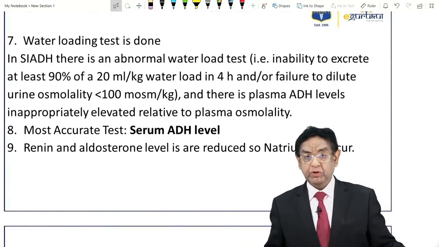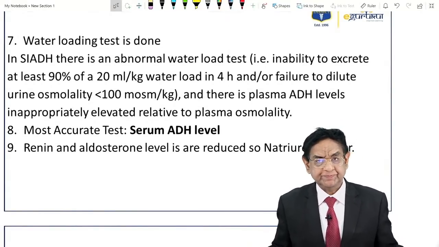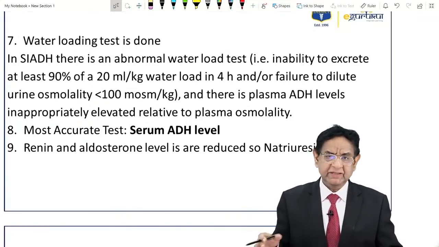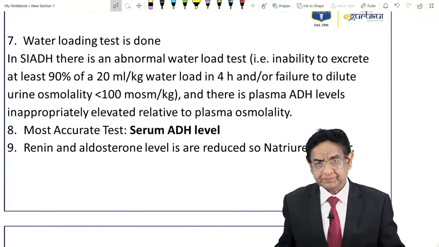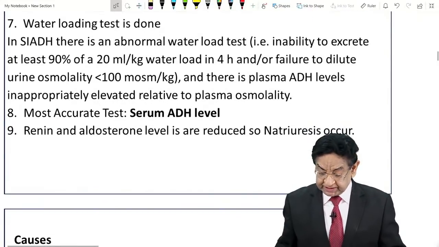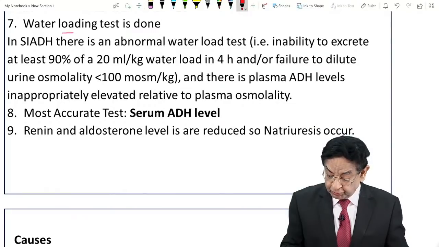Now, a little bit more about a very commonly asked question. You get one patient of SIADH. You have done all the lab parameters. And a very commonly asked question throughout the world: what test do you do? You go for the water loading test.